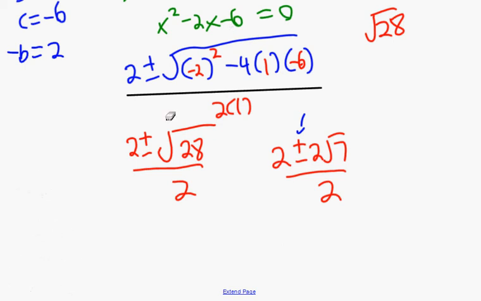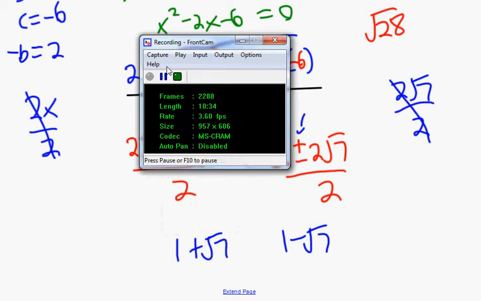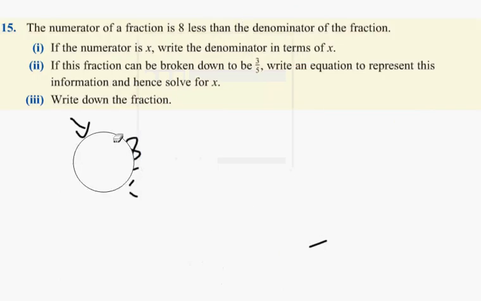Okay? Now, if the numerator is x, and if I chose x minus 8 on the bottom, which is the bigger number, x or x minus 8? Which one's bigger? X is bigger. So x minus 8 should be bigger than x. That means you made the wrong call. How much bigger is the denominator than the numerator? 8 bigger. So x plus 8. Now, what does it say about this fraction in part 2? So that's part 1. Write the denominator is x plus 8.